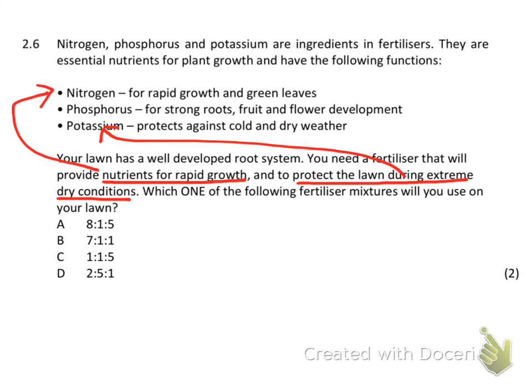So we're interested in a fertilizer that's high in nitrogen and high in potassium. Remember, the ratios are given for nitrogen to phosphorus to potassium. So we're looking for a high ratio of nitrogen and potassium, and option A gives us 8 parts nitrogen and 5 parts potassium with very little phosphorus. So A is the correct answer.